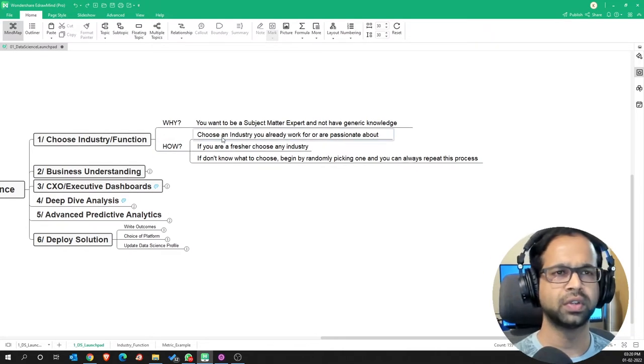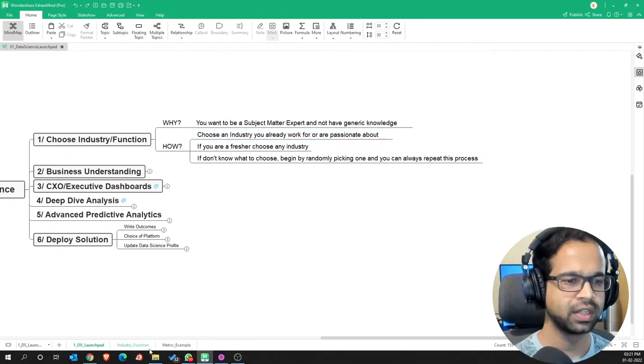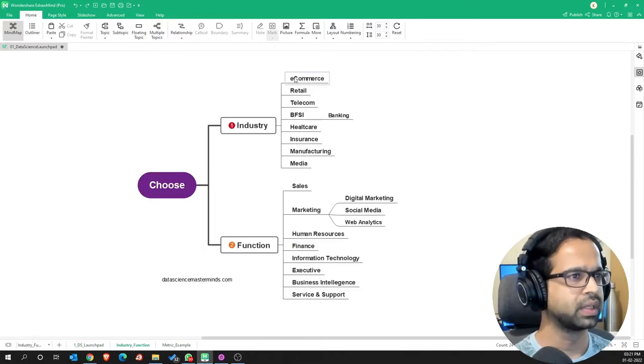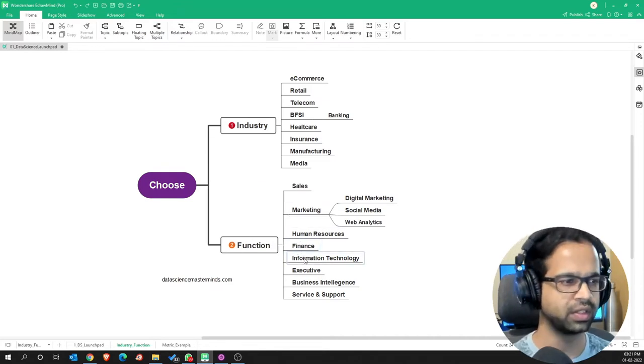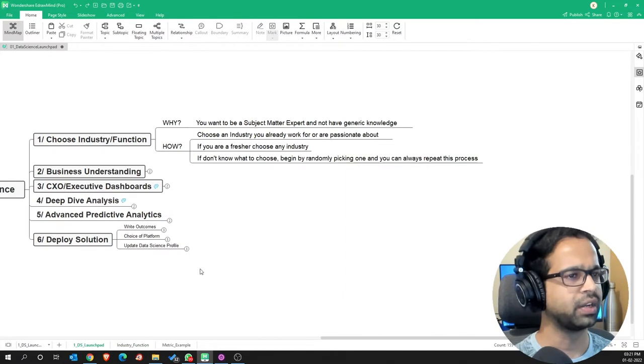Now, how do you do this? Choose an industry you already work in or are passionate about. You can just pick anything that you want at this particular stage. If you're a fresher, choose any industry that you want to go with. Anything is possible. What are some of the industries or functions? You can choose anything from e-commerce, retail, telecom, BFSI, banking, healthcare, insurance, manufacturing, media. The functions you can choose from are sales, marketing, human resources, finance, information technology, executives, business intelligence, service and support. There are more on this list. So start wherever you are, wherever you can, and build your profile from that particular place.